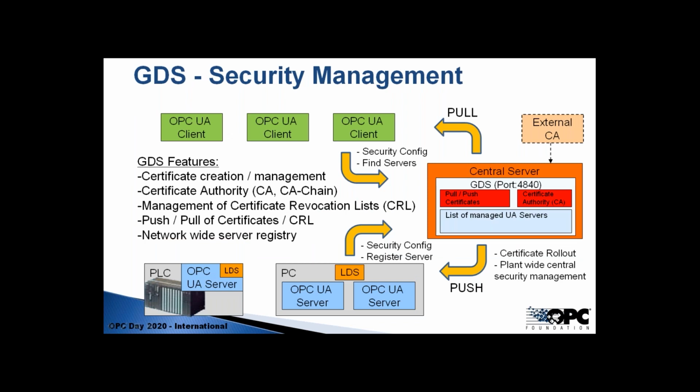In addition to that, we have what we call the global discovery server. This is a security management, and it's also an OPC server. It's a list server that has all the features for listing and giving you information on the OPC servers available, but also manages the security of those. And it can encapsulate an external certificate authority, and it can push and pull certificates for the servers and the clients. So the complete security management of an OPC UA infrastructure can be done with this GDS.